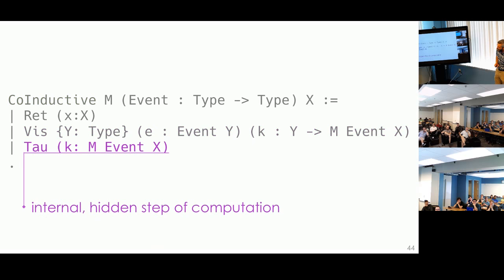The one wrinkle compared to what you would do if you're implementing this in Haskell is we need a way to allow for divergent computations that never interact with their environment, so while loops that while true do nothing. And so we have this hidden internal step tau, which you should think of as a hidden step of computation that's not observable from the outside world, but is useful for making sure that you can write interesting computations in this language.